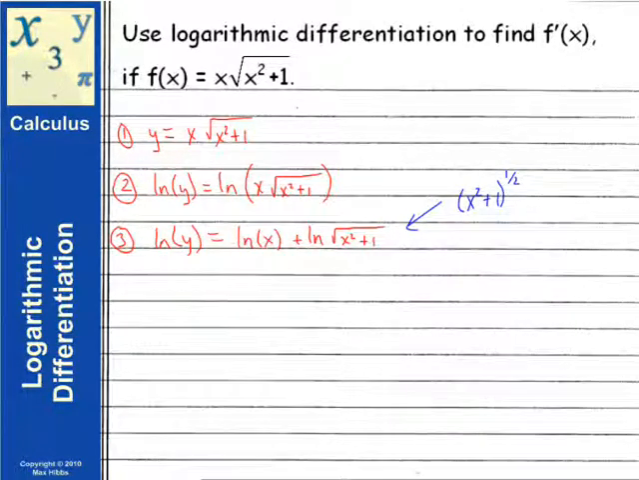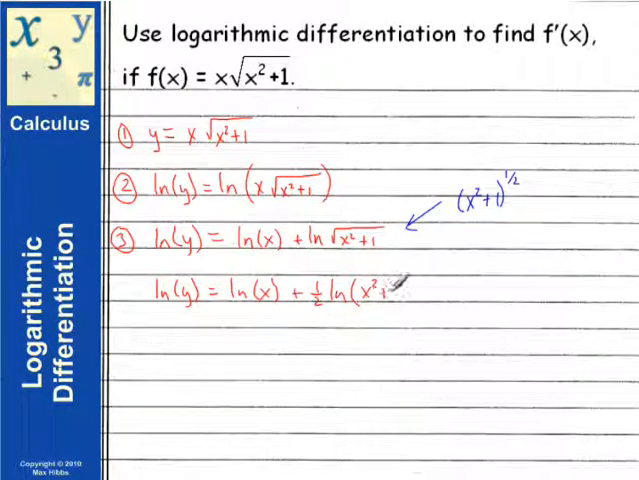So we'll take a further step and write this as the natural log of y is equal to the natural log of x plus 1/2 times the natural log of x squared plus 1. And that's a result of bringing the exponent off the square root down in front of the logarithm. As we said a while ago, though, we can't do anything further with this logarithm. No more rules, because this is a sum, and so we can't break this down any further.